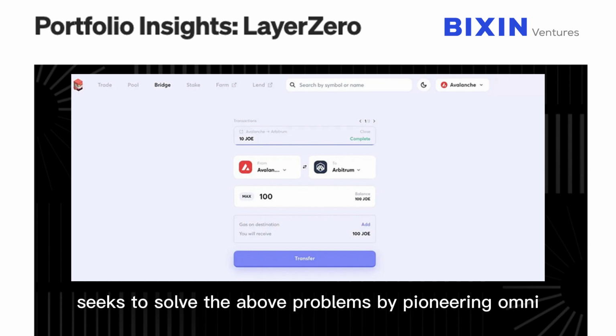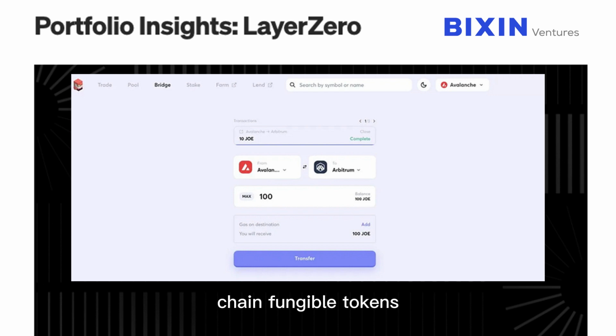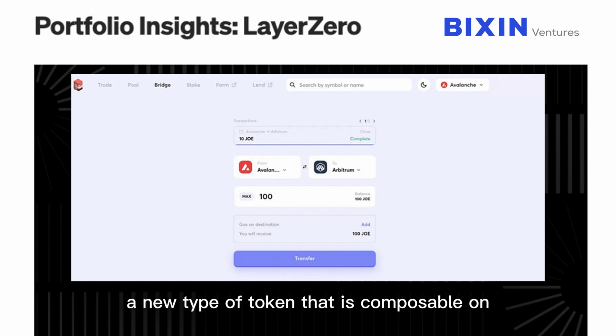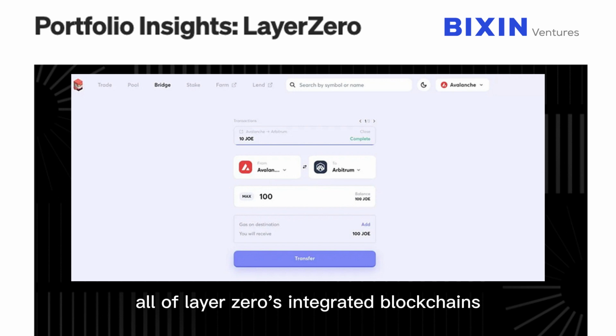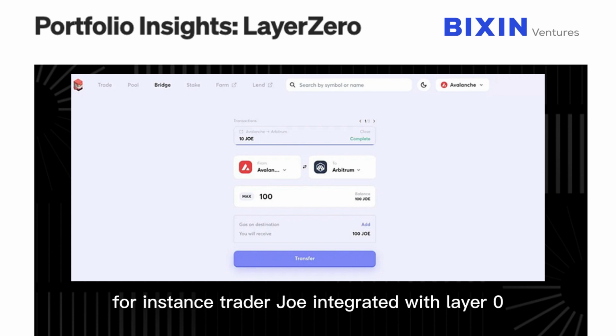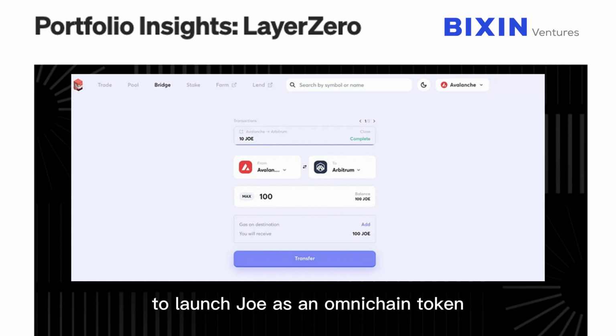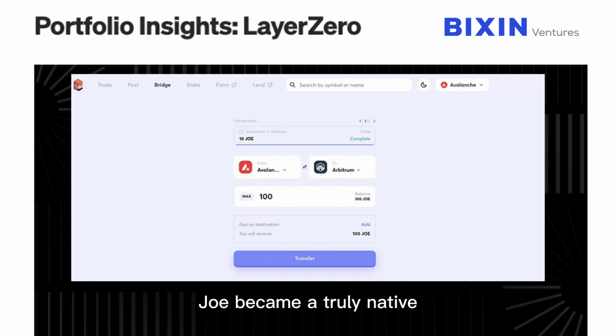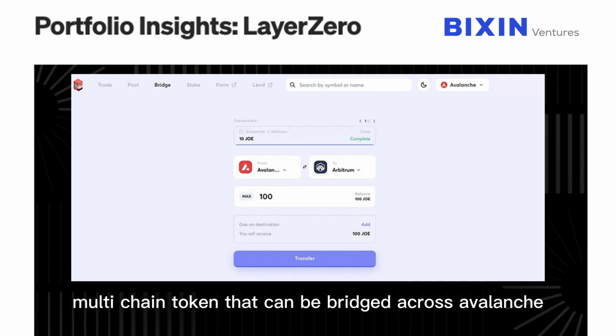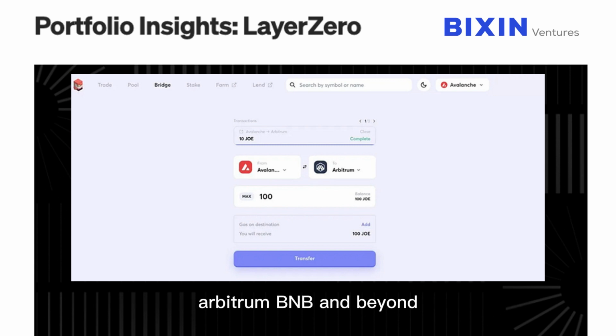LayerZero seeks to solve the above problems by pioneering omnichain fungible tokens, a new type of token that is composable on all of LayerZero's integrated blockchains. For instance, Trader Joe integrated with LayerZero to launch JOE as an omnichain token. JOE became a truly native multi-chain token that can be bridged across Avalanche, Arbitrum, BNB, and beyond.